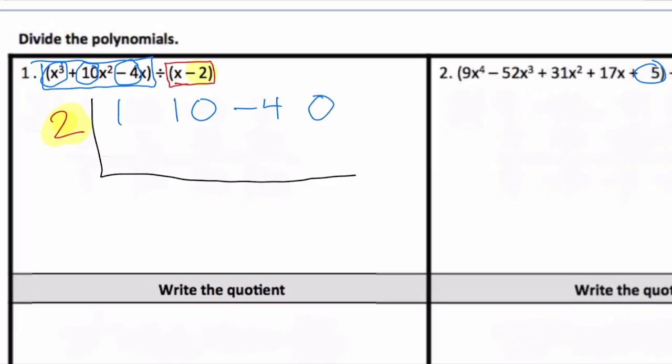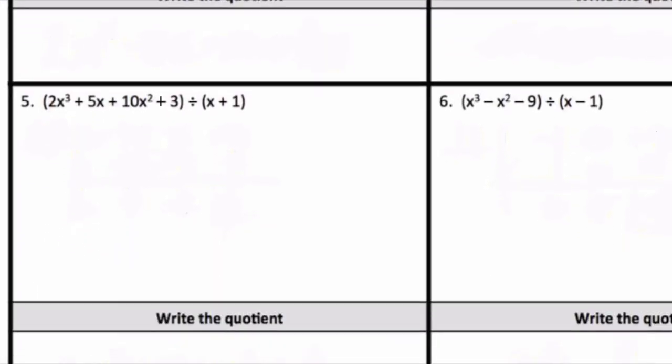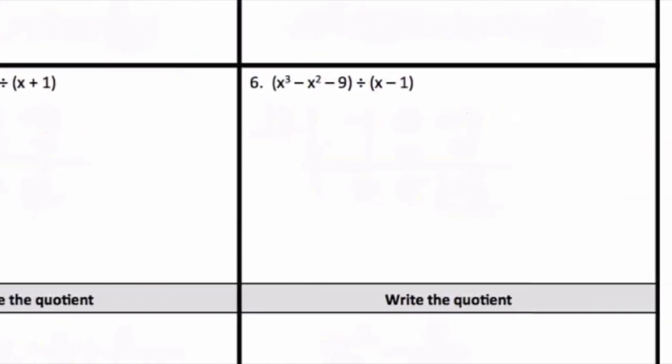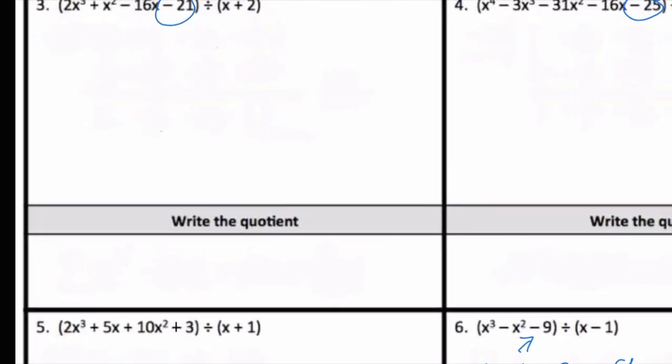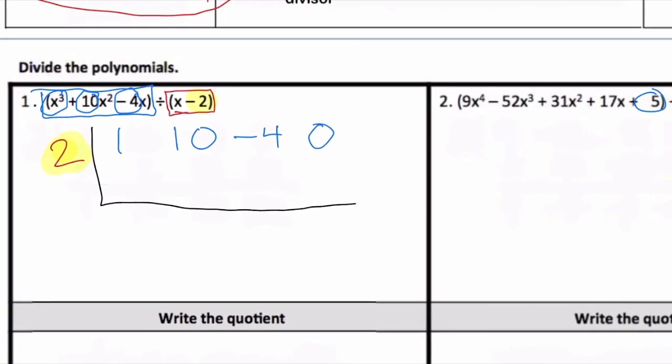You don't see one in this problem. It's just x cubed plus 10x squared minus 4x. There's no number without a letter. So you need to put a 0 there. It's kind of similar like in number 6. You may notice there's no x here. So in this problem, our coefficients would be 1, negative 1, 0, negative 9. Just keep in mind, you need to keep an eye out for those gaps. We're not doing number 6, but I just want to make sure you're aware of that.